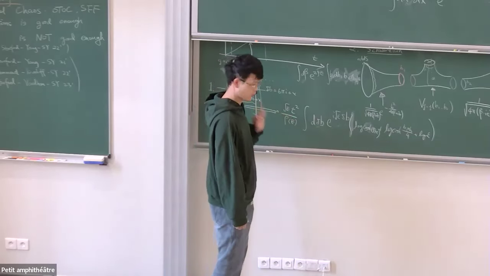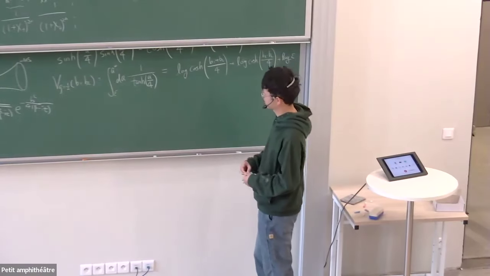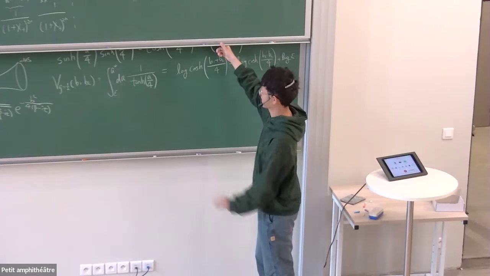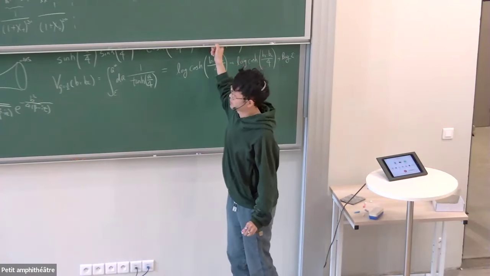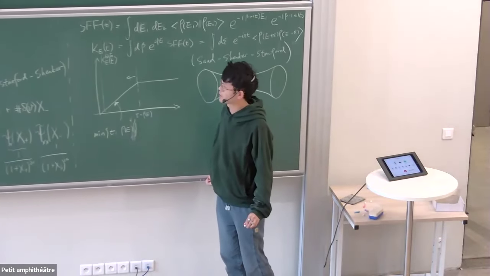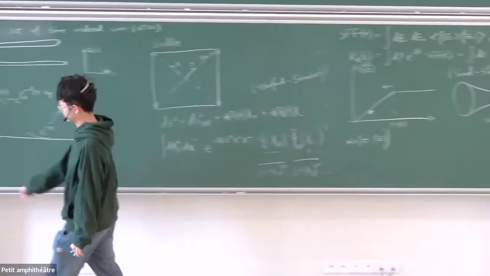I will not show that computation because it's not very inspiring for the topic we are going to discuss. This just tells you that this is the right answer. What we are going to do is that computation in a slightly different way, in a way that matches with saddle point plus fluctuation.